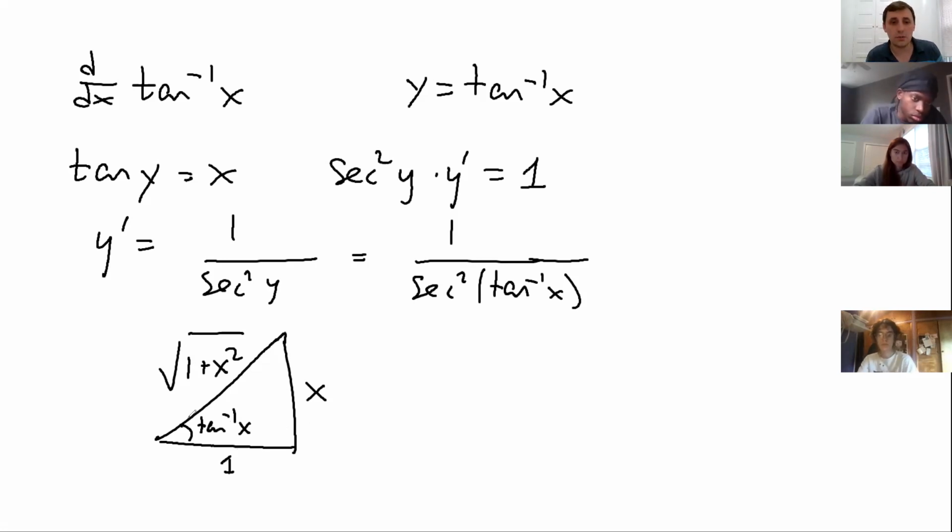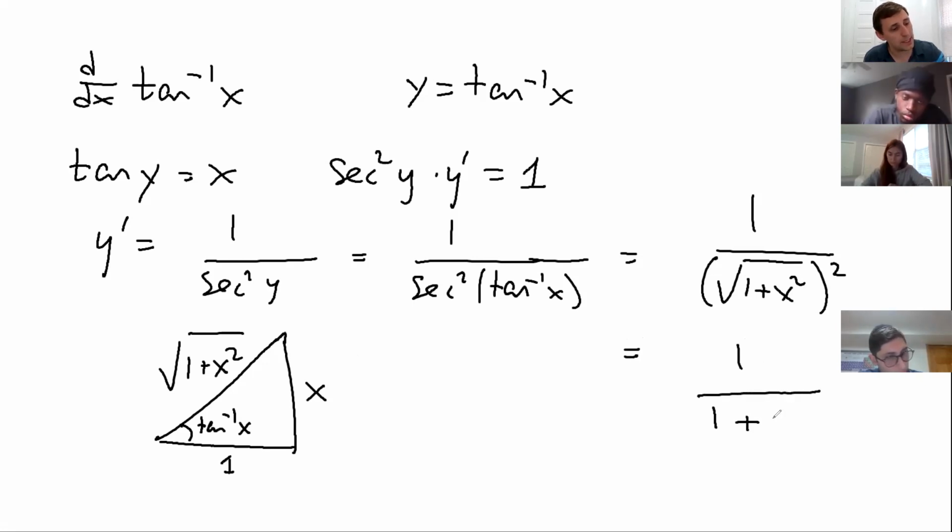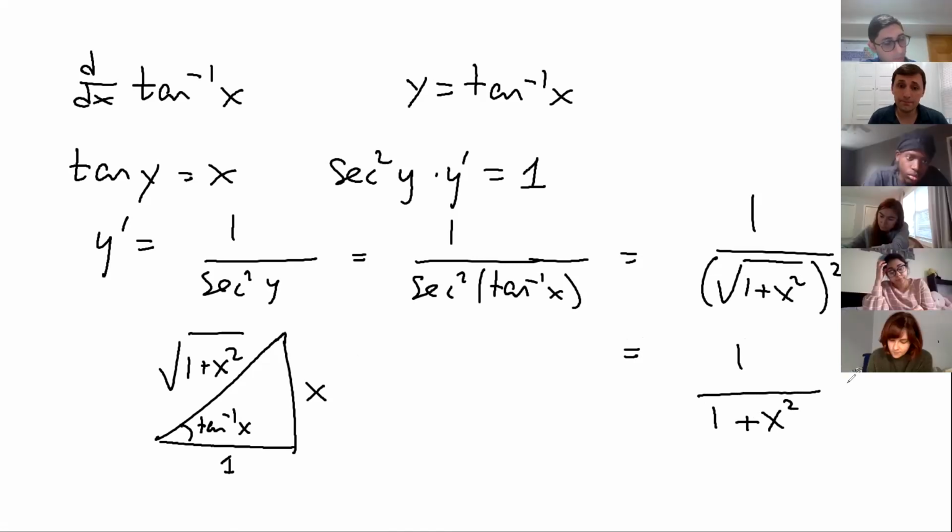But notice here, guys, so what is secant? Secant of this is hypotenuse to adjacent. So what do we get here? We get 1 over the square root of 1 plus x squared. That's secant, and that's squared. Do you see why I squared it? Because I have secant squared as the derivative, right? So the result is simply 1 over 1 plus x squared. It's a tremendously important result. You can use that to calculate pi, for example.